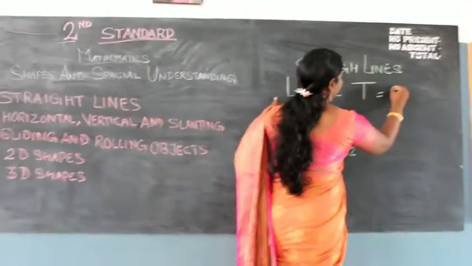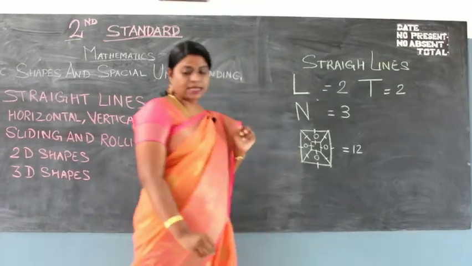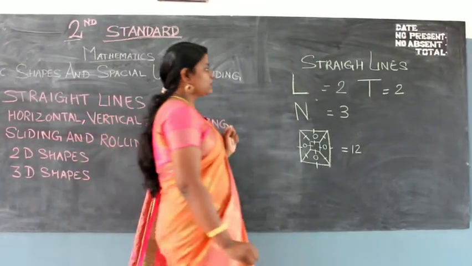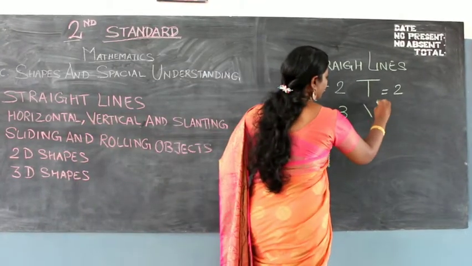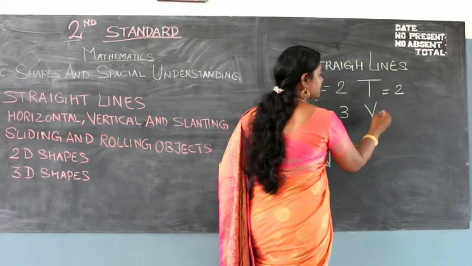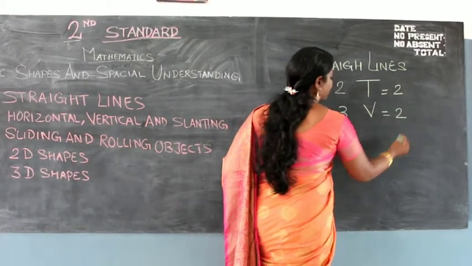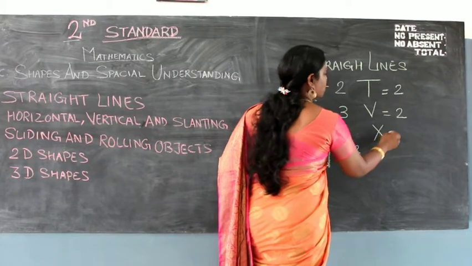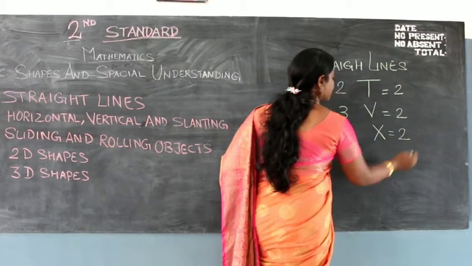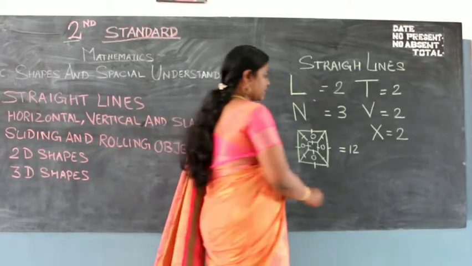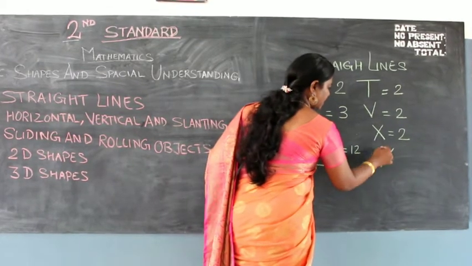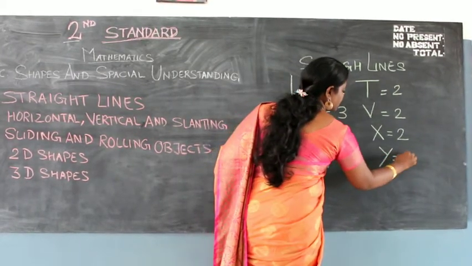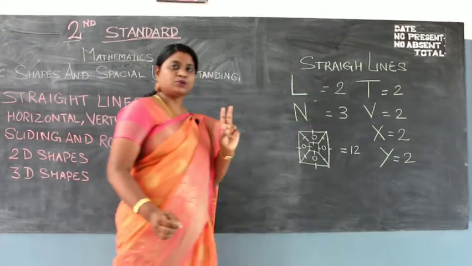This is again two straight lines. After T, you also have V. V also has two straight lines. Then you have X, which again has two straight lines. I would also call Y two straight lines because there is one big line and one small line. So even this counts as 2, right?